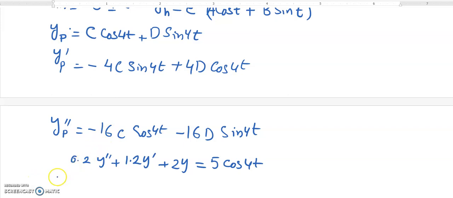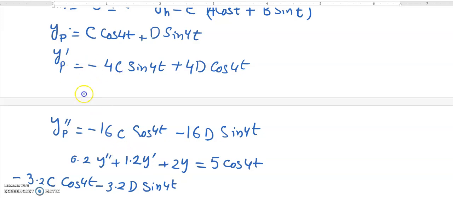16 times 0.2 will be 3.2. So it will be minus 3.2c cosine of 4t, and minus 3.2d sine of 4t.